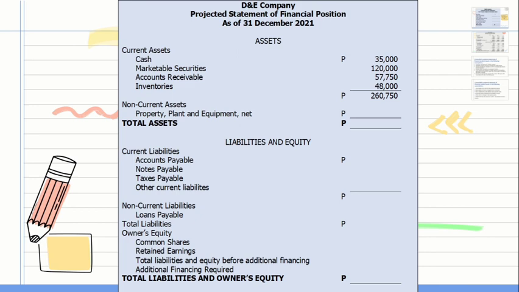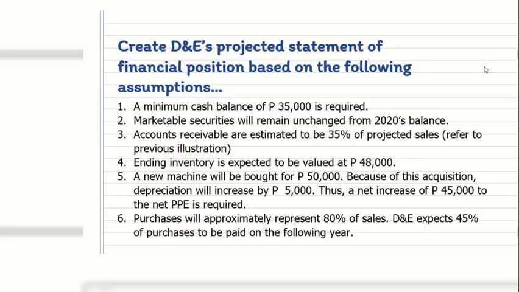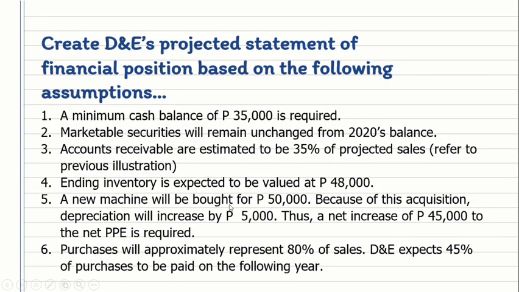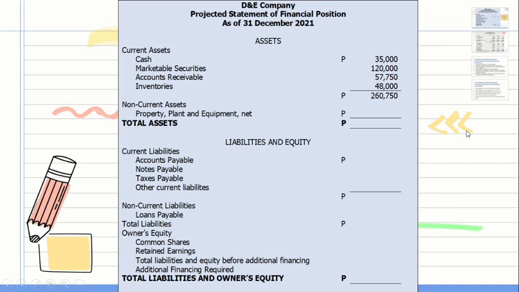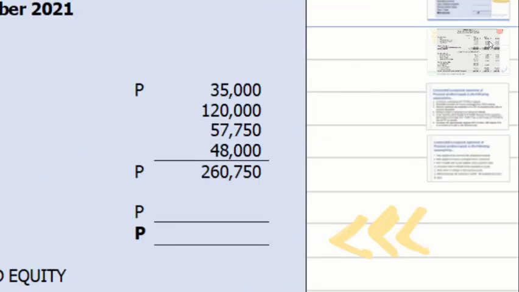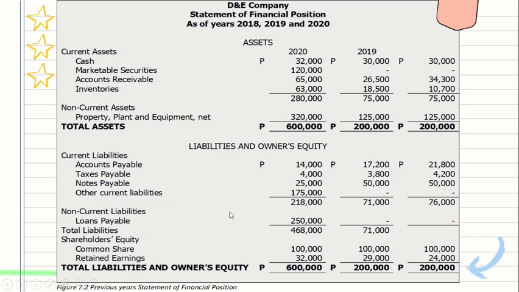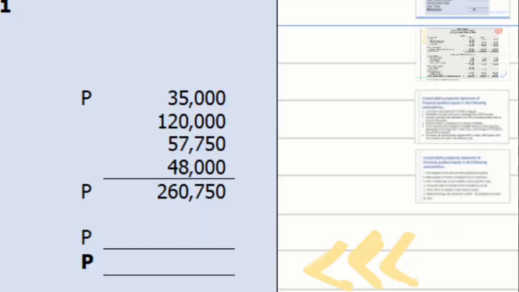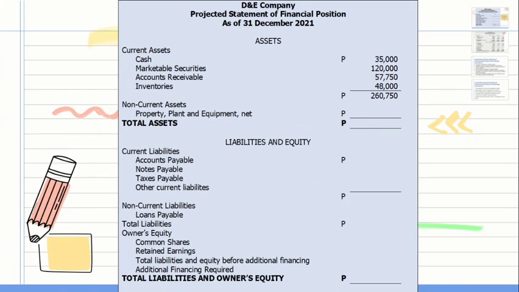So, we will now determine our PPE. So, unsa man atong assumption on PPE? A new machine will be bought for 50,000. Because of this acquisition, depreciation will increase by 5,000. Thus, a net increase of 45,000 to the net PPE is required. So, natay net increase of 45,000. Net increase from our previous balance. So, unsa man atong PPE pag 2020? We have 320 plus ang net increase na 45. We have our projected PPE of 365,000.